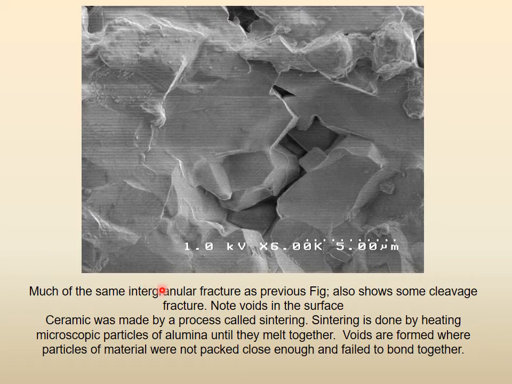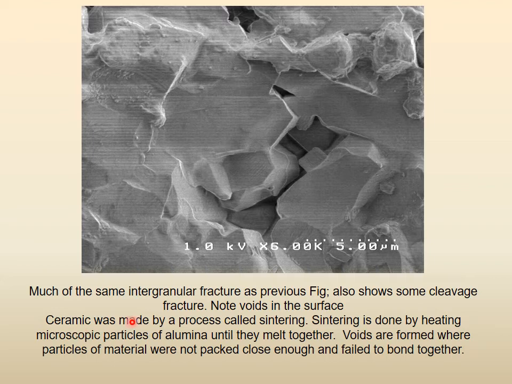Much of the same intergranular fracture as the previous figure, but it also shows some cleavage fracture. So you see fracture on the grain boundaries, but then large surfaces of fractures are also there. So sort of a mixed one, and there are some river patterns. So there is intergranular mixed with some transgranular cleavage fracture, and then there are some voids. Note the voids in the surface.